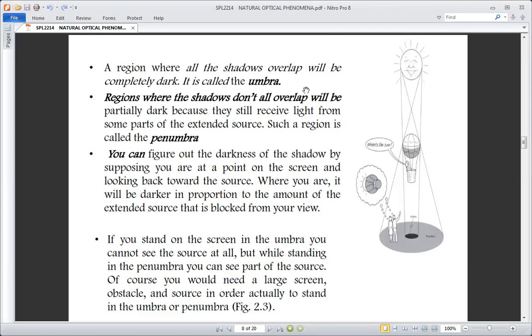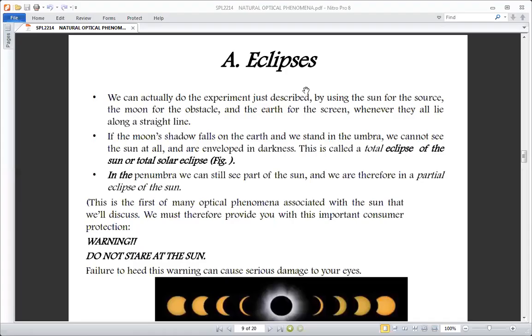Yeah, so an eclipse is basically the arrangement of the sun, the earth, and the moon in one straight line. That aspect of arrangement is described as an eclipse.